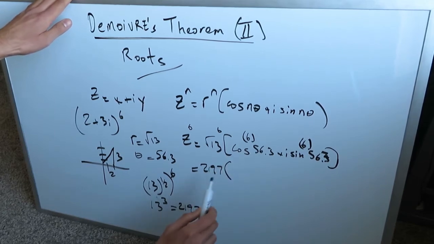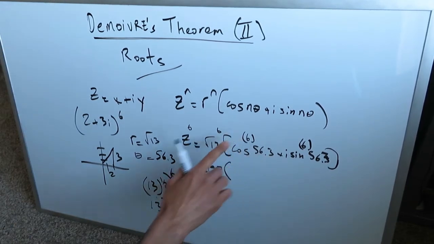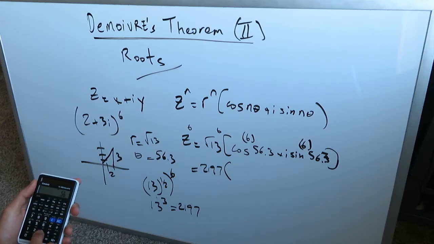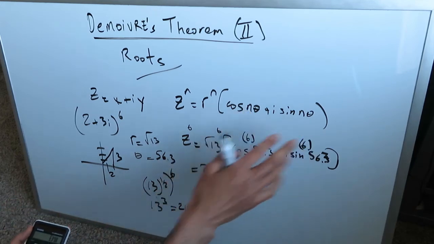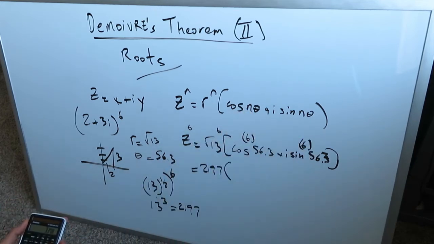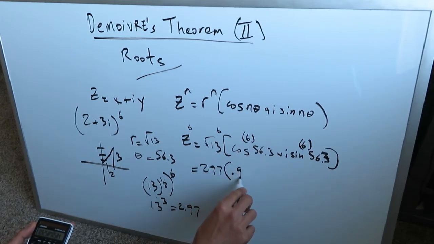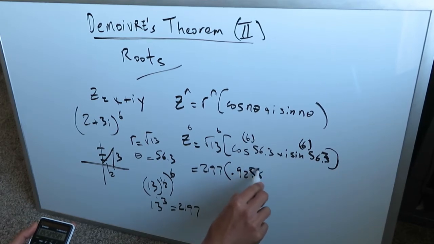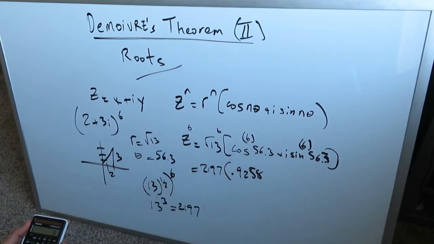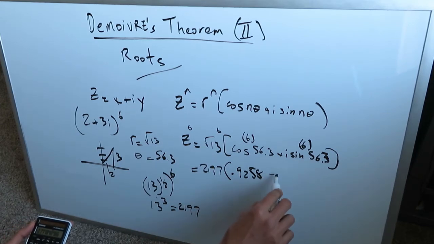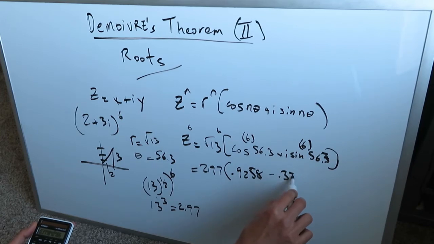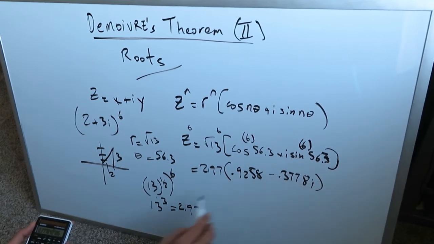Now the rest is all calculator work. You have to do 56.3 times 6 and take the cosine of that. Remember, it's always n theta and n theta. So you get 337.8 degrees as your angle. You take the cosine of that, you get 0.9258. Then we do the same thing over here: 56.3 times 6, sine of that value, and you get minus 0.3778i. Now all you do is open up the parentheses, and that gives your final answer.